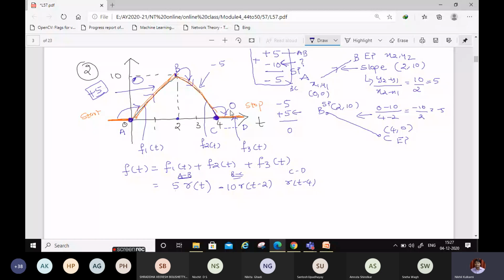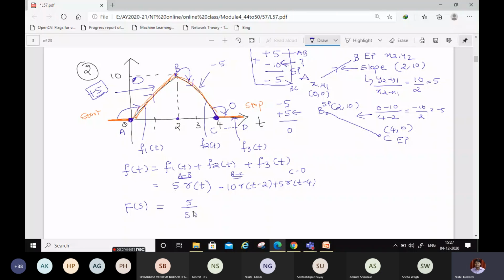But slope should be how much? Slope should be 0. So previous slope was how much? Minus 5. So to make the slope 0, what you have to add here? Plus 5. Okay, is that clear now? Yes. Its Laplace transform will be how much?